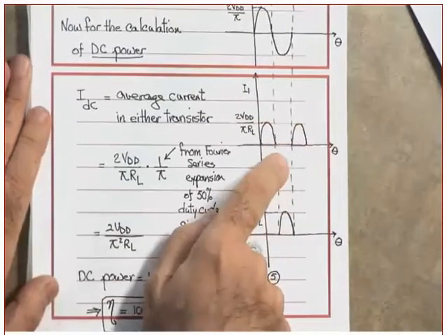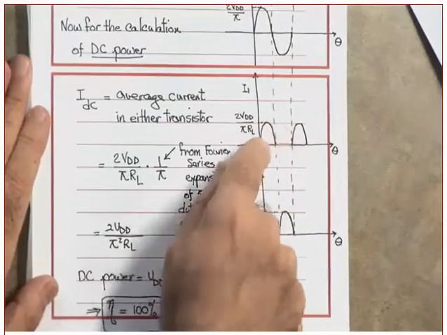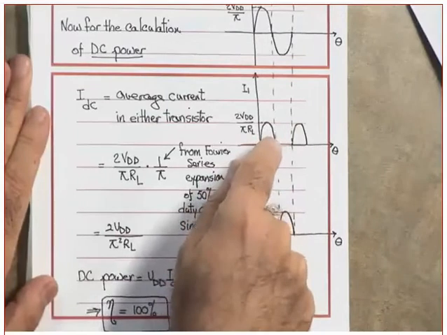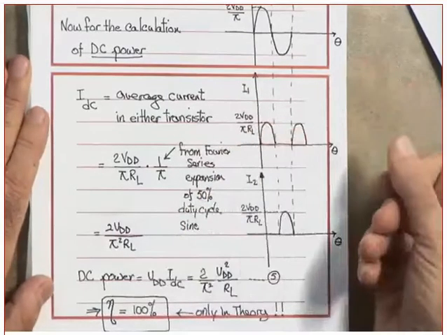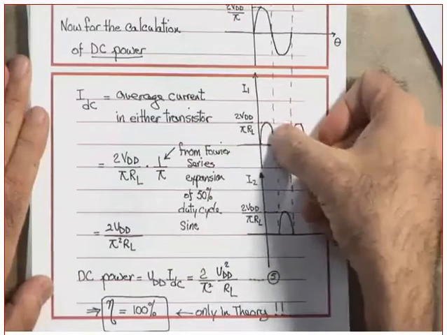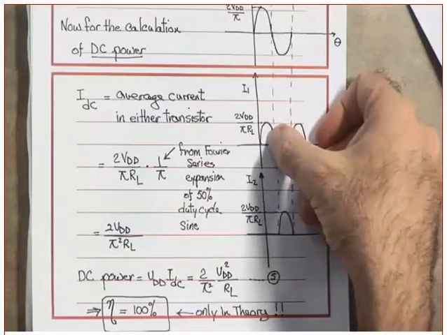Is it periodic? Yes. I need to find the average value of this. Did you get my point or not? Yes. What is the average value of this? Is it the peak divided by pi?